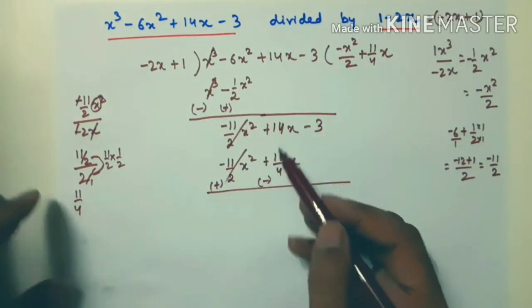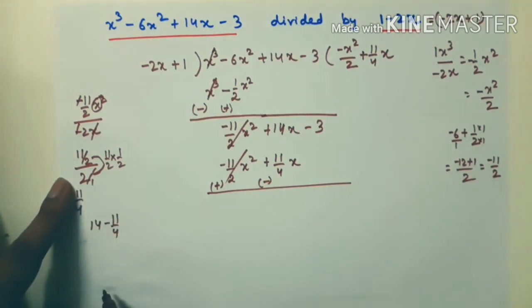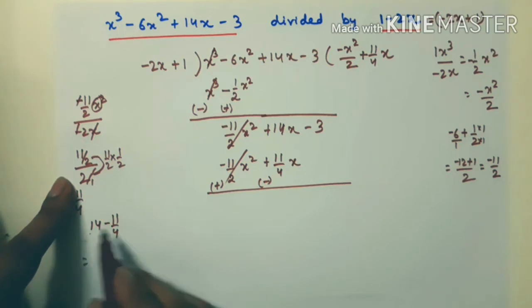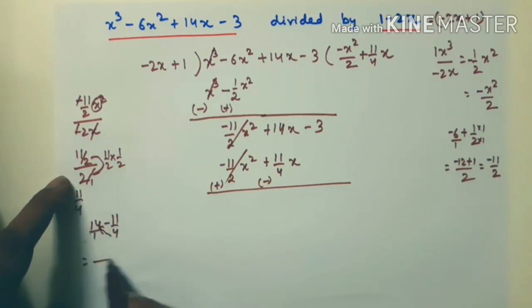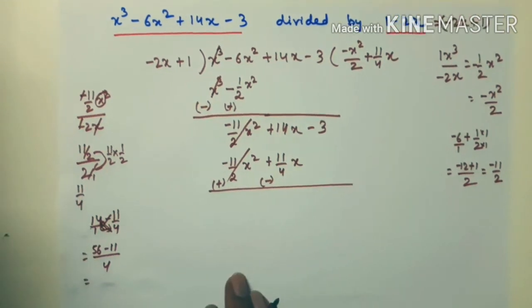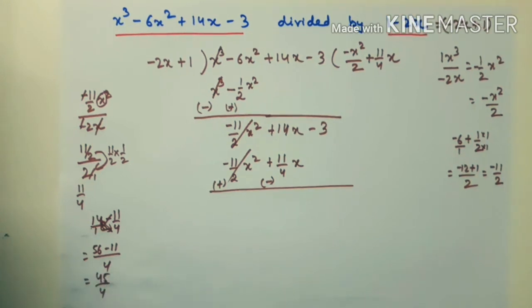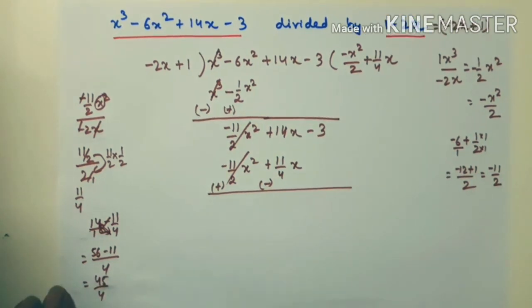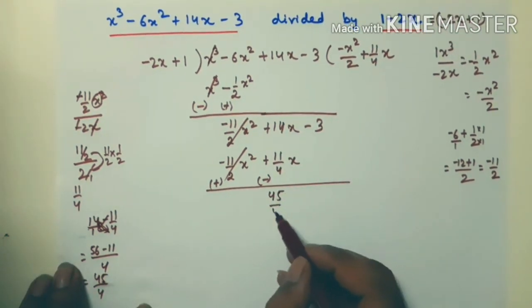Now here we have 14 and minus 11 by 4. So 14 minus 11 by 4. We can find the LCM, or we can do it easily, like 14 fours are 56, 56 minus 11. It is like 14 by 1, so the LCM is 4, then we will use cross multiplication. 14 fours are 56 minus 11 ones are 11. So 56 minus 11, we get 45. So we will get 45 by 4. That means if we subtract these two, we will get 45 by 4x.